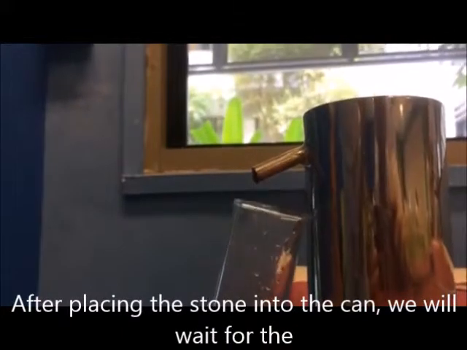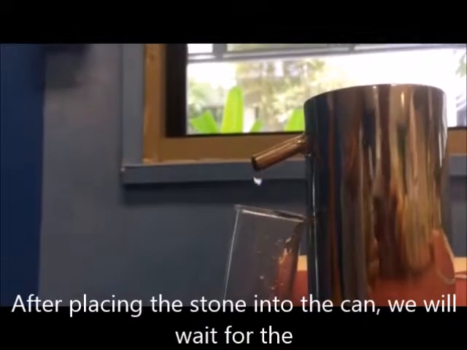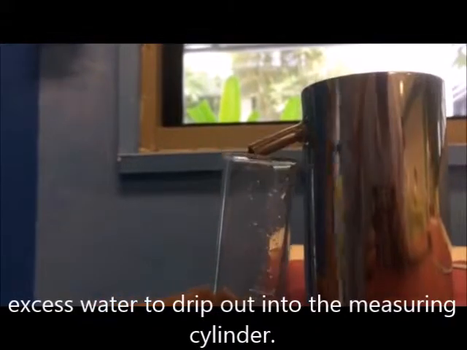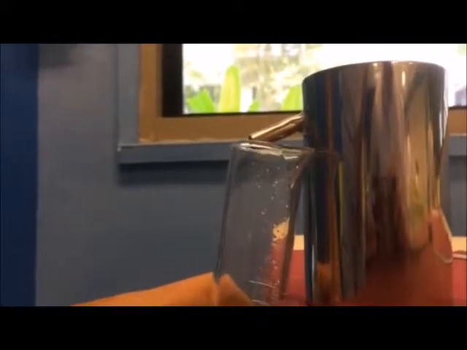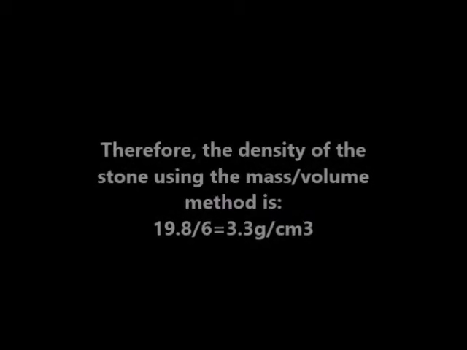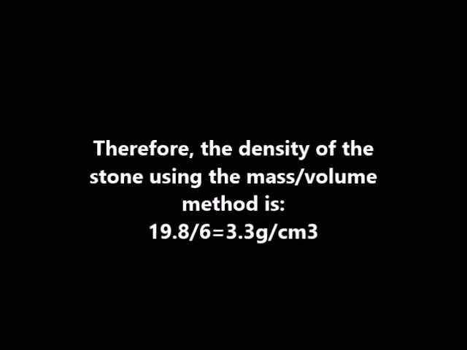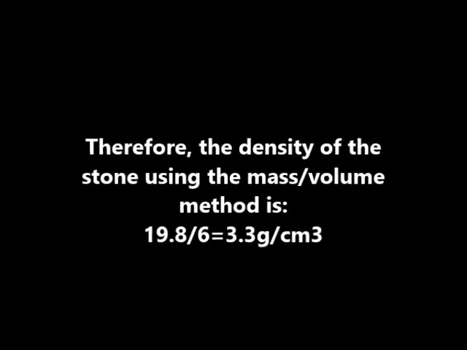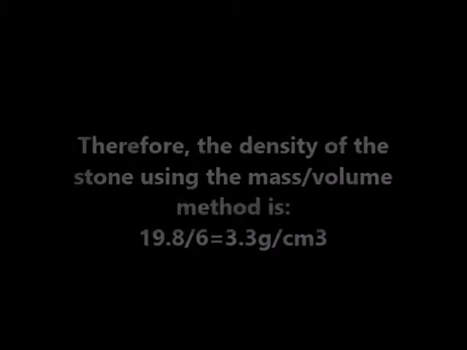After placing the stone into the can, we will wait for the excess water to drip out into the measuring cylinder. Therefore, the density of the stone using the mass over volume method is 19.8 divided by 6, which equals 3.3 grams per cm³. We have found the density of Object B.